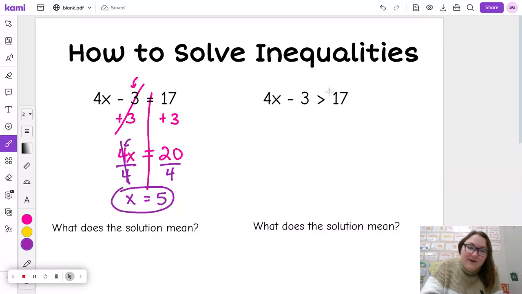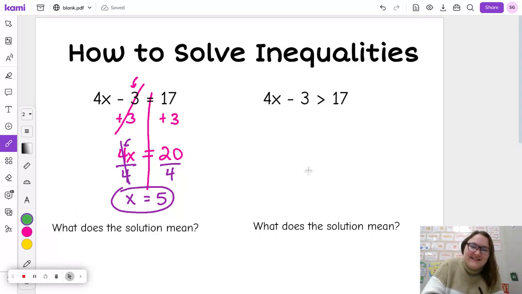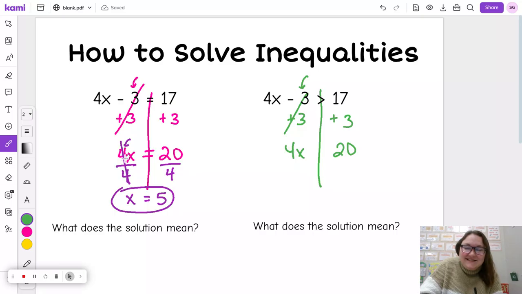When you solve inequalities, you do the exact same thing. So if I wanted to solve this inequality, if you like drawing that line at your equal sign, you can draw a line at your inequality sign. And all of the steps are the same. Even though it's not an equation, we still begin with our constant. If our constant is minus 3, we still add 3 on both sides, and it gives us all the same things. The only difference is instead of 4x equals 20, it now says 4x is greater than 20.